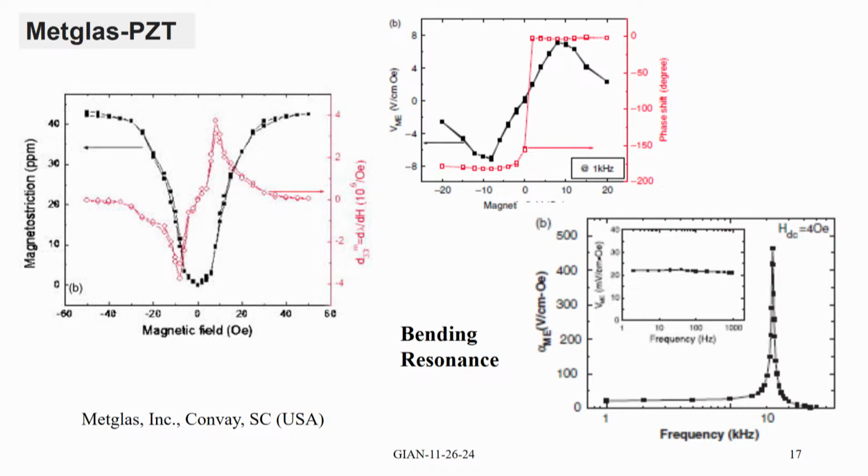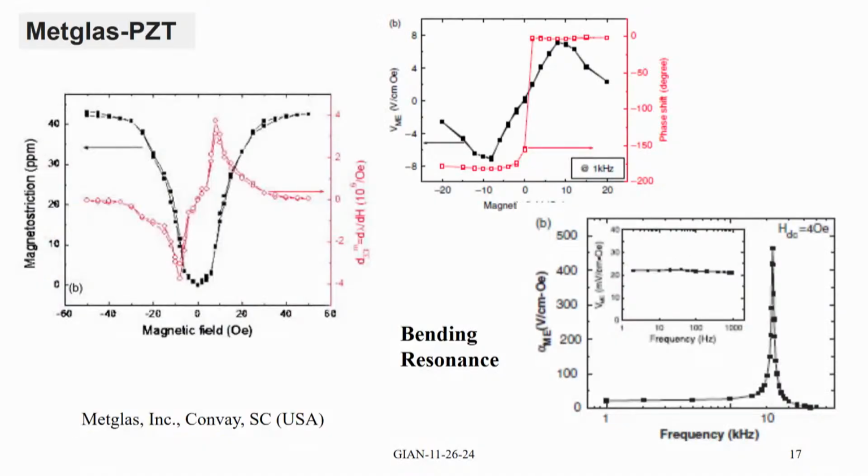and this graph shows the phase. There is a phase change of 180 degrees when you go from positive to negative bias field. And these are the data for the response at bending mode. This is 10 kilohertz. It's a bilayer, so you have both bending resonance as well as longitudinal resonance. And this one shows only bending mode because the frequency range is not very broad, it's only up to 15 kilohertz. And at bending mode, look at the value. It's close to 500 volts per centimeter Oersted. That's quite high.